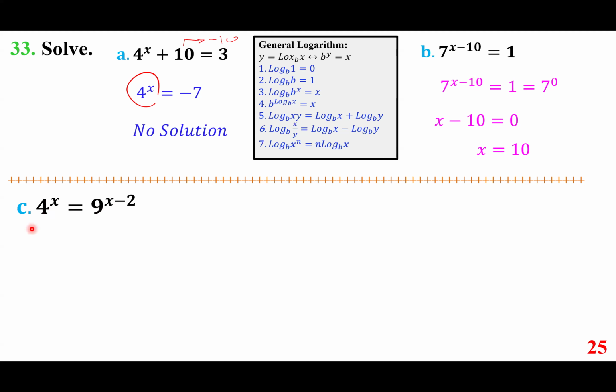If any of them is e, I take a natural log. If any of them is 10, I take a common log. Because it's none of the above, it makes no difference if you go with ln or log, natural log or common log. So take a natural log of both sides.